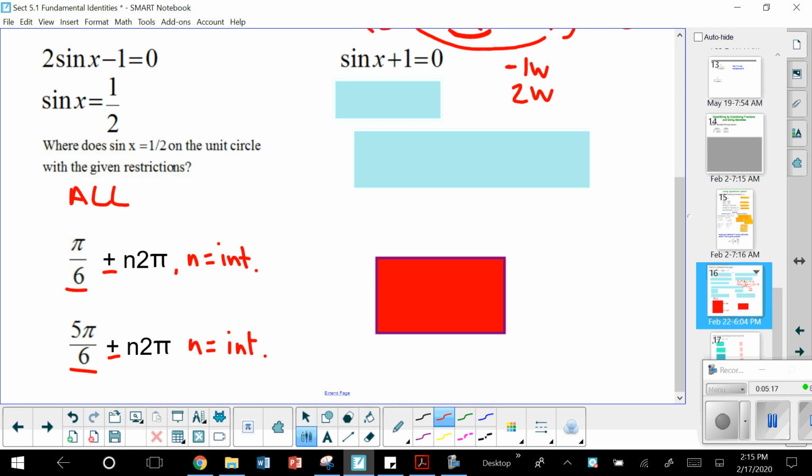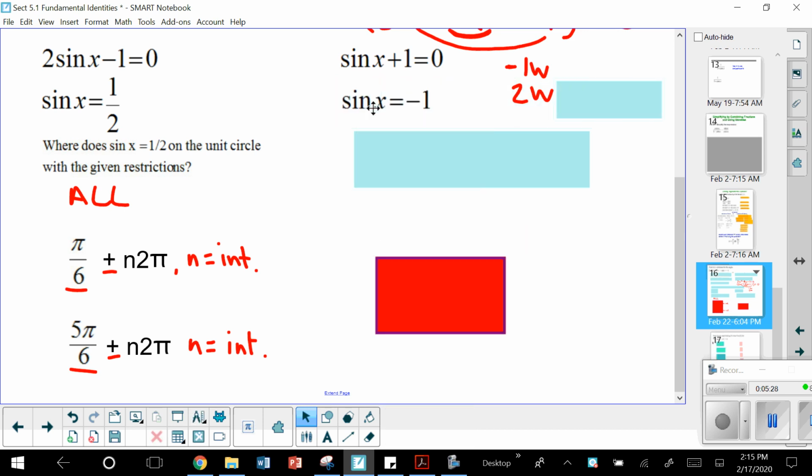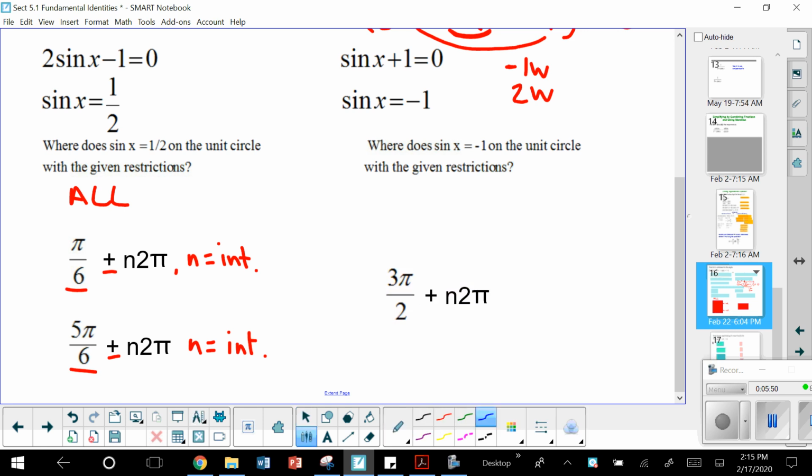Okay, stepping over to the second part of our problem here. Sine x plus 1 is equal to 0. So again, I'm just going to solve for sine x. Where on my unit circle is sine x going to equal a negative 1? So where is y equal to a negative 1 on our unit circle? And hopefully you remember that is at the bottom of the circle, 3 pi over 2. And again, because the directions said all solutions, we would do 3 pi over 2 plus or minus n times 2 pi, where n is the integers.